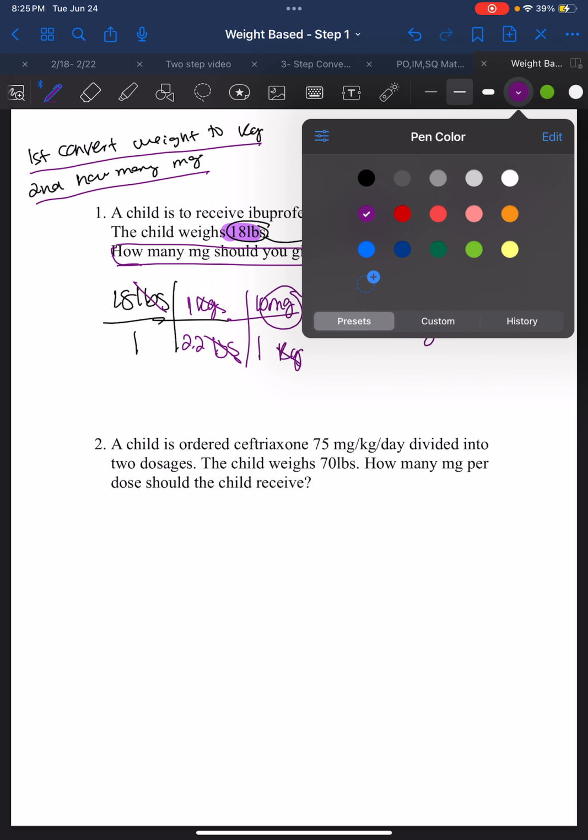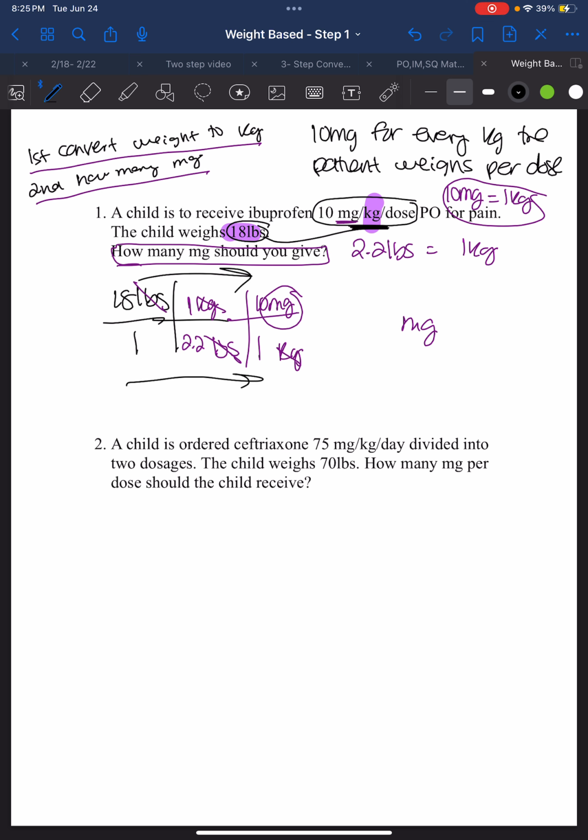So you're going to cross multiply this, which is going to turn into 18 times 1 times 10 over 1 times 2.2 times 1, which is going to give us 180 divided by 2.2, which is going to equal 81.8 milligrams is how much this patient would need.